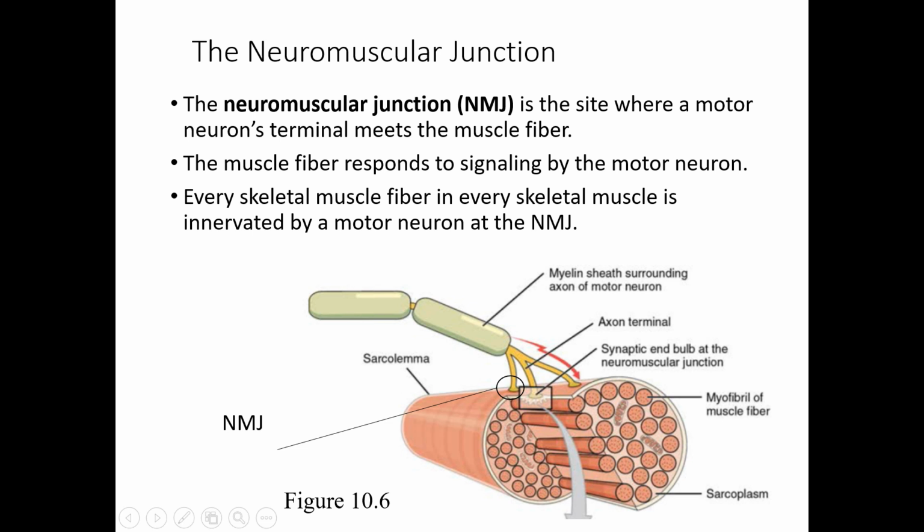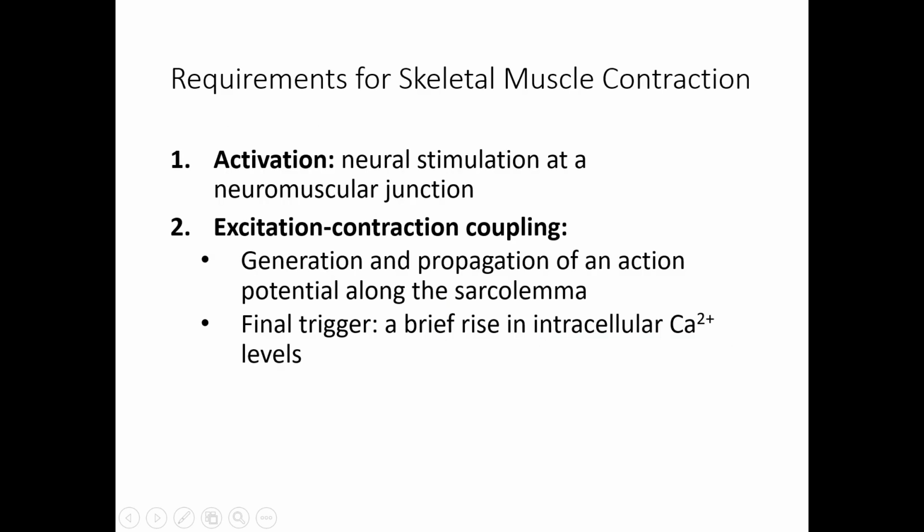Now, for contraction, muscle cells should be activated by an electrical signal, and that electrical signal arrives through the neuromuscular junction, which is a connection between the neuron carrying the electrical signal and the muscle cell. As soon as the muscle receives the electrical signal from the motor neuron, it's called a motor neuron, the muscle starts contracting.